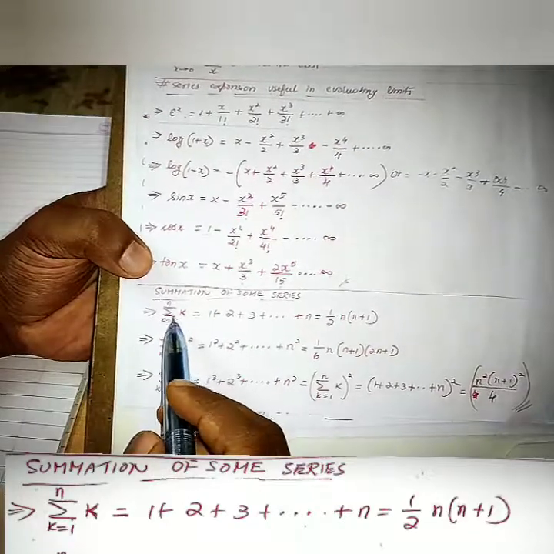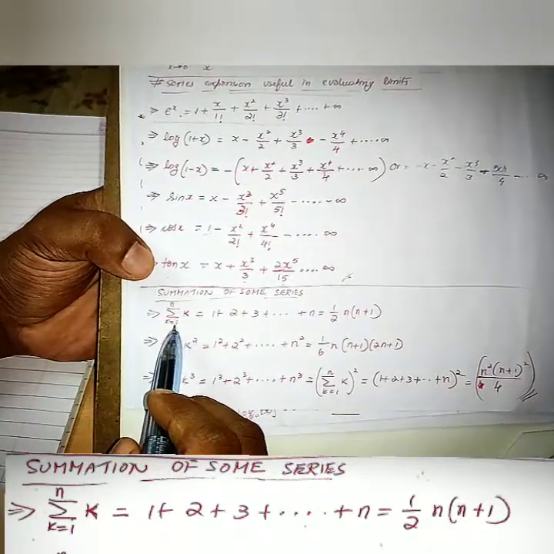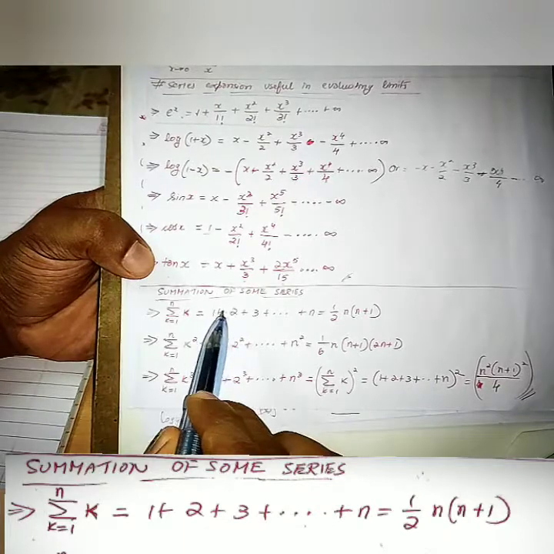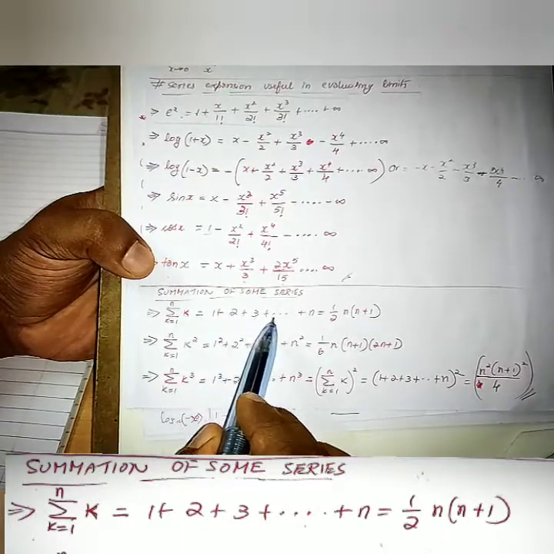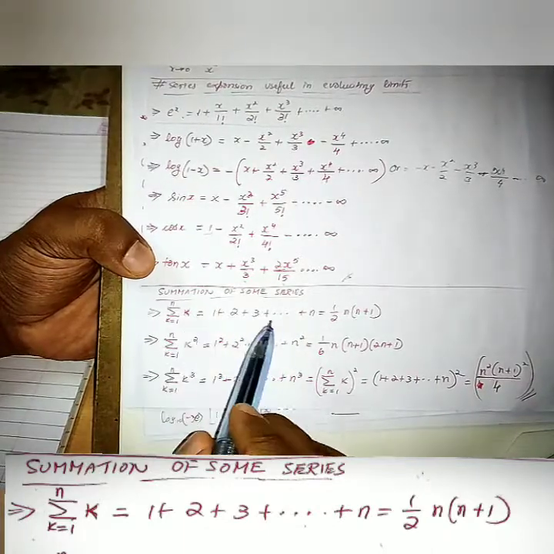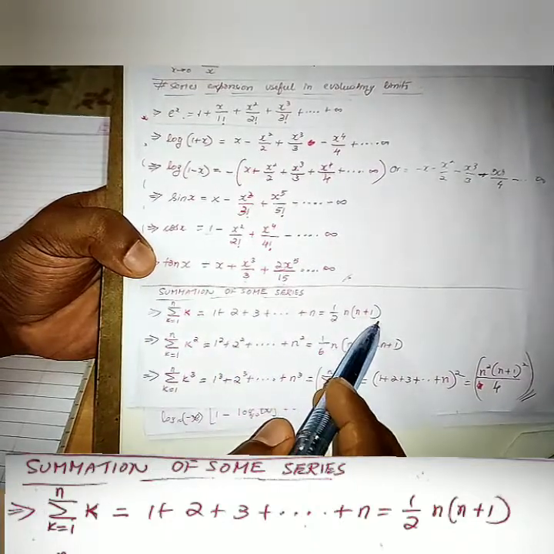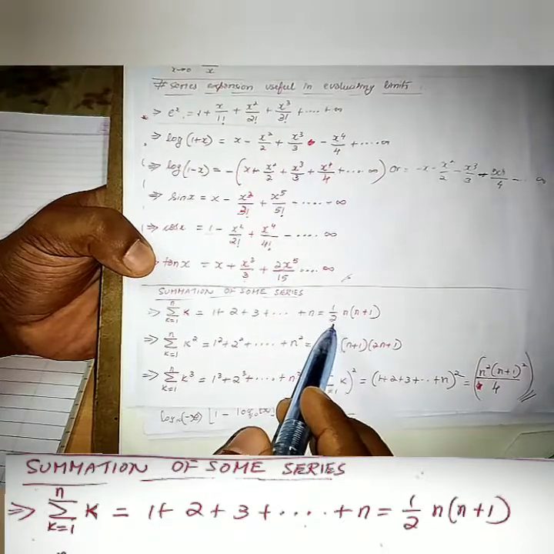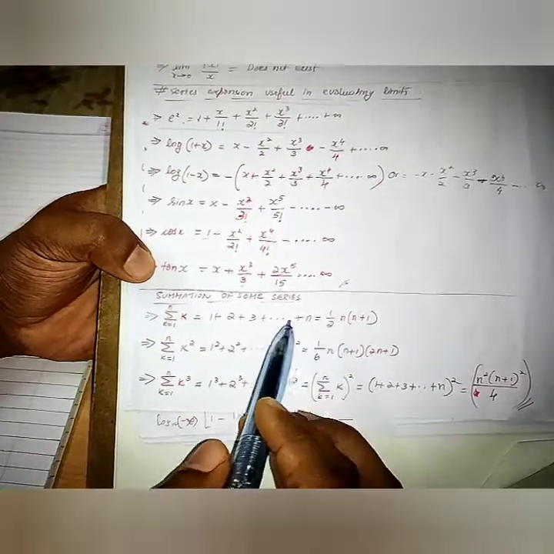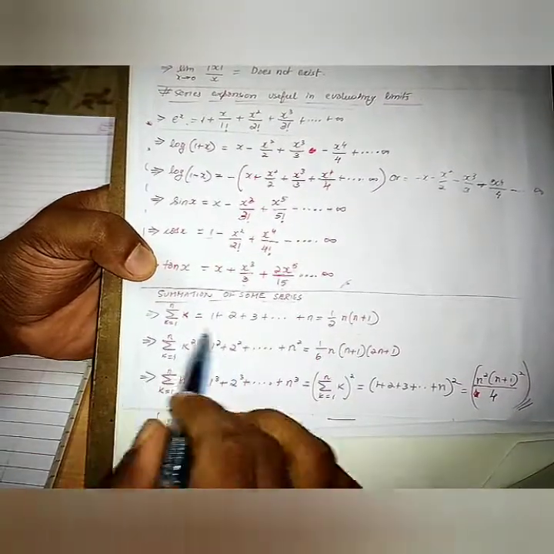So it is simply that if the k value is ranging from 1 to n, which means the numbers follow the pattern of natural numbers 1, 2, 3, the summation of that, the total value of that, or a formula for that, can be written as n into n plus 1 divided by 2. Okay, that's about the first thing.